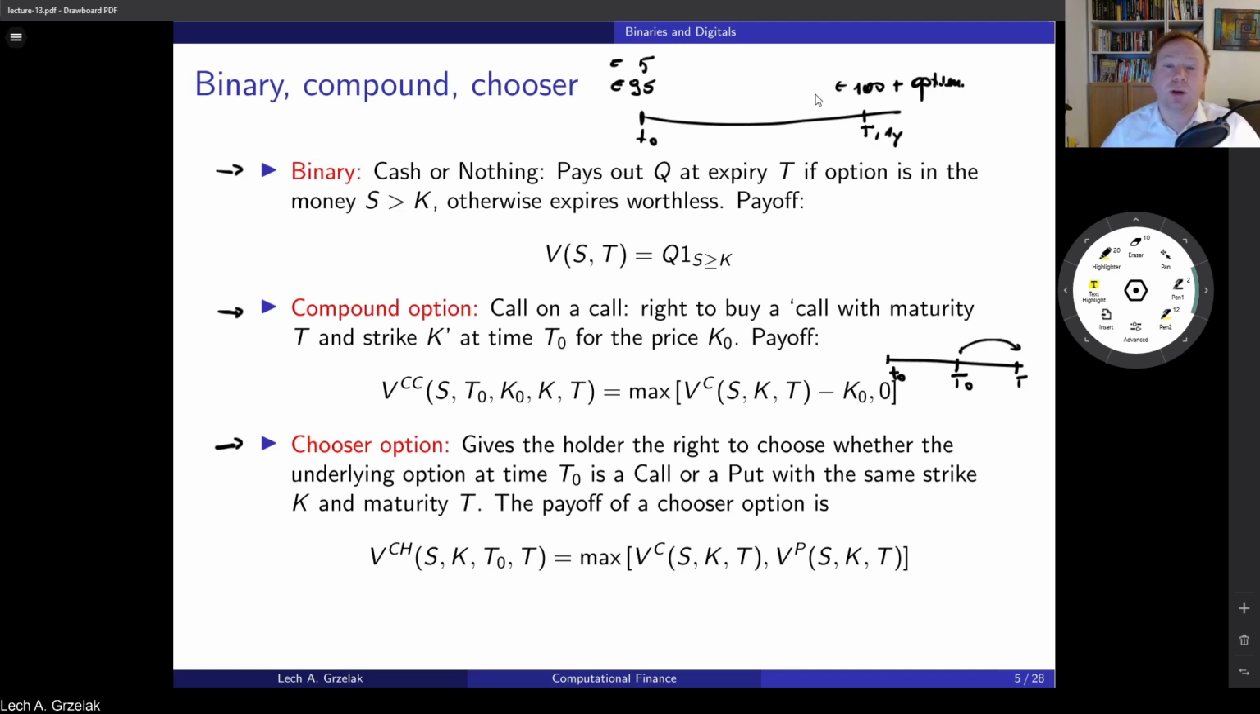But this is not currently very popular. But in the past, as you can imagine, you had 5 of this 100 of the total investment. You could buy some options.